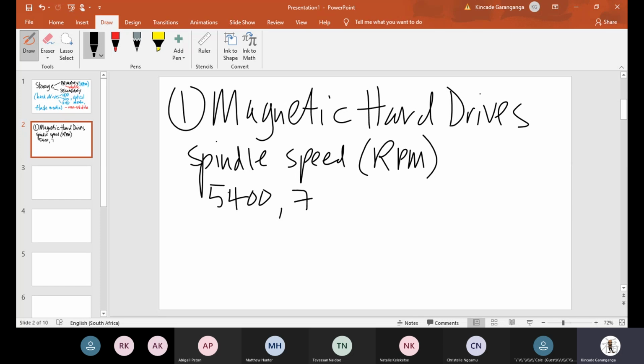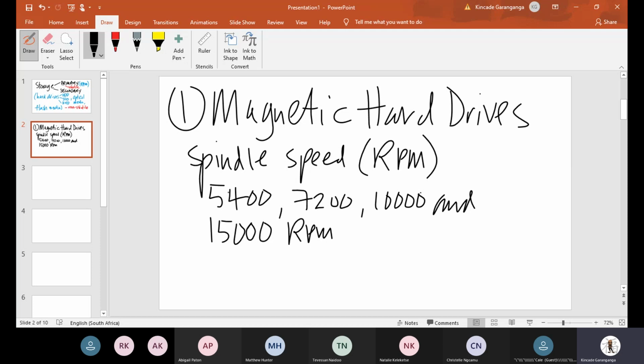You can talk about 7,200. You can also mention 10,000 and 15,000 RPM. So these are all examples of some of the common speeds that you find associated with your spindle or rotational speed. Like I said before, the higher the rotations, the faster the drive would be, but obviously the more cooling mechanisms are applicable in that environment to avoid any discrepancies as far as your environment is concerned.